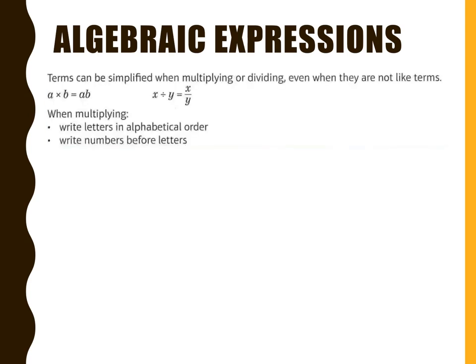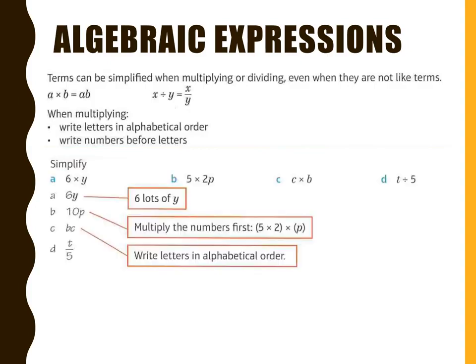Terms can be simplified when multiplying or dividing, even when they're not like terms. A times b can be written down as ab. X divided by y can be written down as x over y. When multiplying, you write the letters in alphabetical order, and then you write the numbers before the letters.